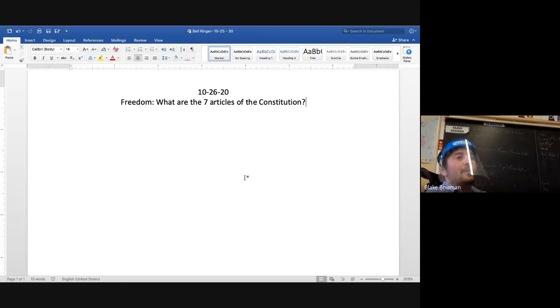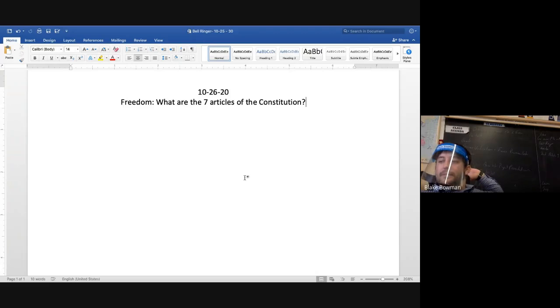What about 4? Now we're getting a little tricky here. The states and their powers. Yeah, good job. So federalism, right? What powers the states have, what powers the national government has, maybe some concurrent powers, shared powers amongst the national and state government. Good. All right. What about 5?